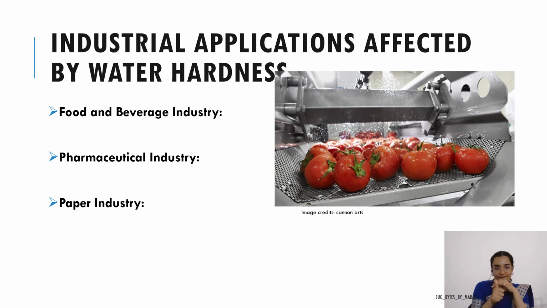It prevents the scaling of boilers, pipes, and other appliances. It also reduces soap wastage. Hard water reacts with soap and becomes scum, so checking hardness reduces soap wastage and improves the efficiency of water heaters and industrial systems. It even protects the fabric. Soft water is better for laundry.